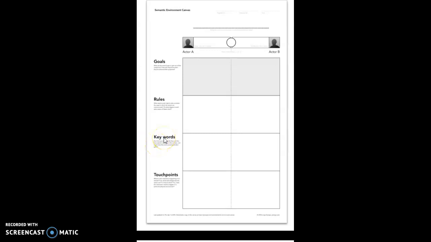Again, we're using canvases because they're a really lovely way. You can draw pictures, you can use words, but they put them in a really clear framework so we don't get bogged down by too much text. And it also allows us to move things around and see things from different perspectives.